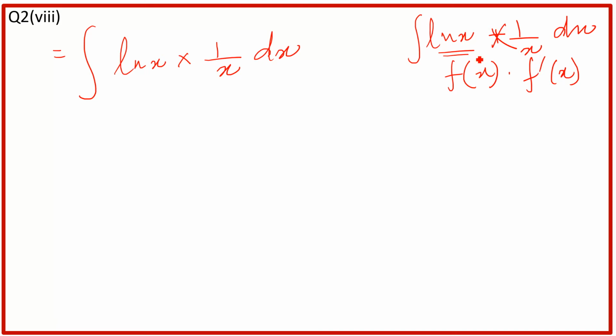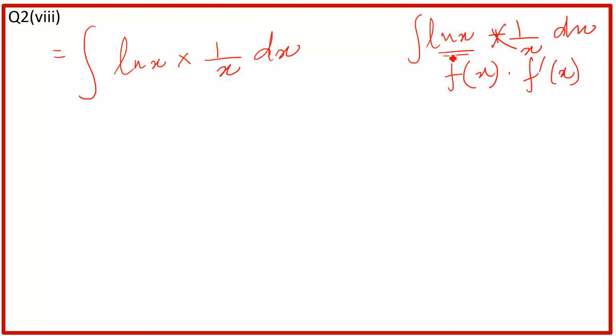But here you have to decide whether you want to take this one as a function or this one as a function. If we take this 1 over x as a function, then this should be the derivative of this, but this is not the derivative, this is the integral of 1 over x. So in this case we have to take natural log of x as the function, because the derivative of f of x, that is natural log of x, is available.